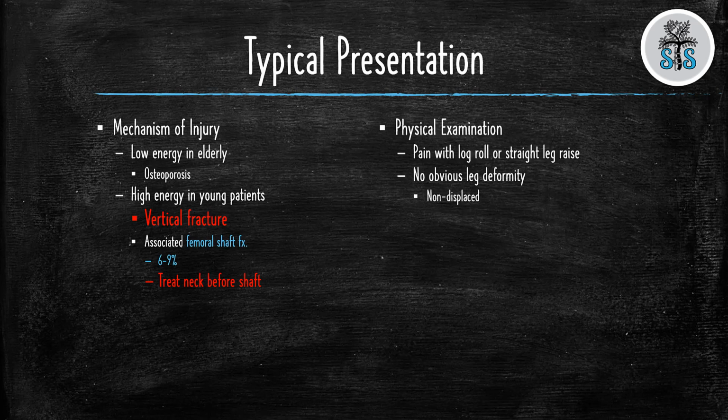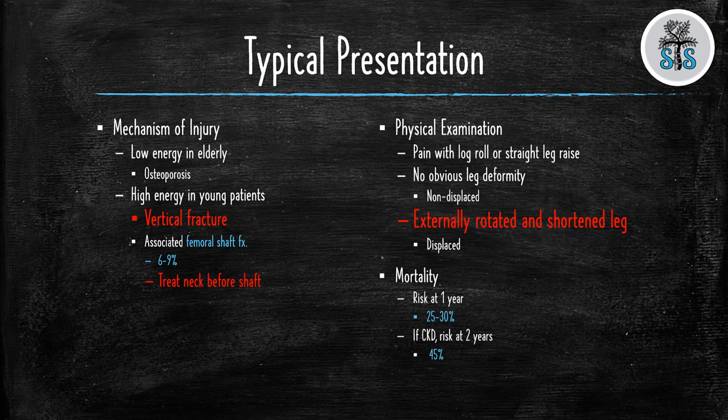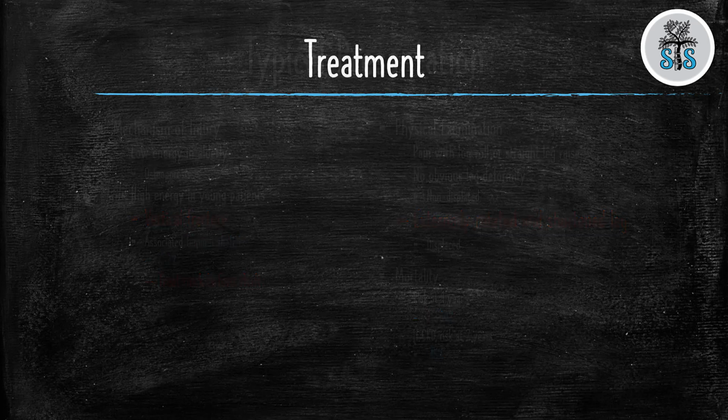Physical examination: do your log rolls because it'll be painful, but the big thing you should always look for, if it's a displaced fracture, is that the leg is going to be externally rotated and shortened. And remember that the mortality risk with these is very high. The risk at 1 year is 25 to 30%, and if they have CKD, the risk at 2 years is around 45%. So it's very important that we fix these.